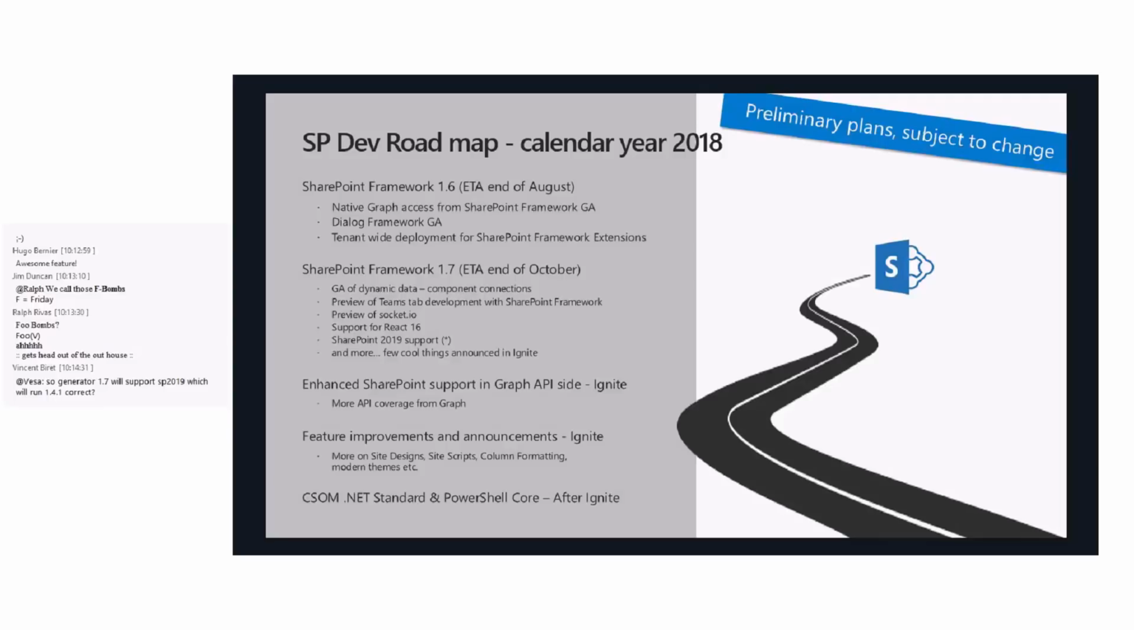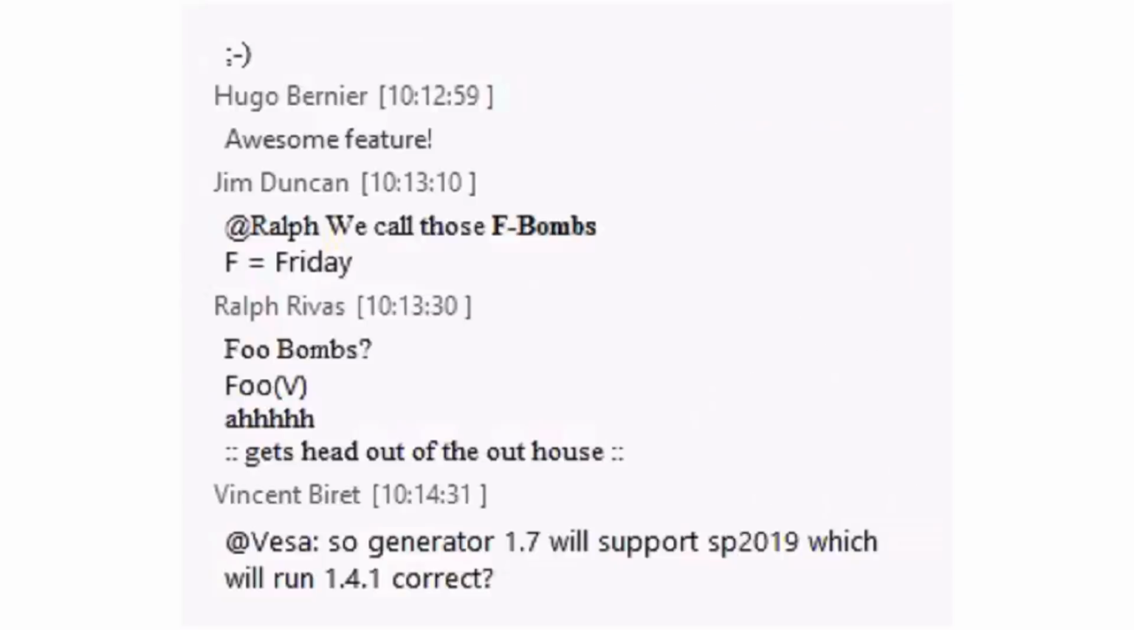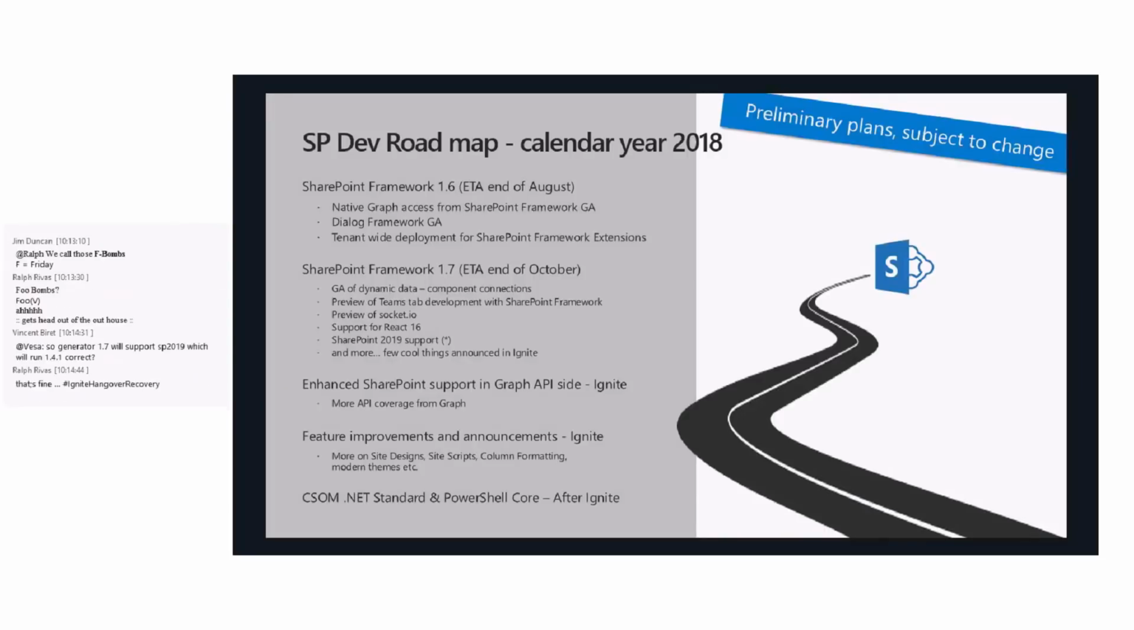On Vincent's question, so the Yeoman generator in 1.7 will support SharePoint 2019, which will run 1.4.1, correct? Yes, technically yes. It will be a mixture of both versions. So basically in the Yeoman generator, it will ask whether you are going to target SharePoint Online, SharePoint 2016 and above, or SharePoint 2019 and above. And if you choose SharePoint 2019, it's going to point the packages to 1.4.1, except for the Graph APIs, because Graph APIs are not available on-premises.